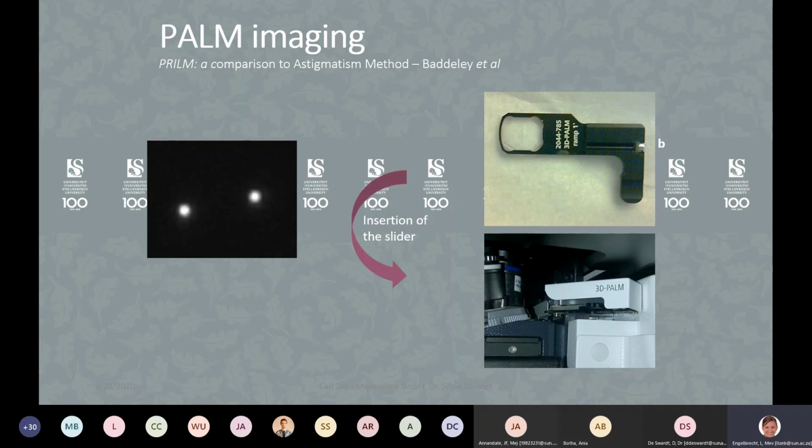So once you put it in, each point spread function, this is two. These are two different fluorophores. When you put the phase ramp in, they split each one in two parts. They are actually at a 45-degree angle because our phase ramp is 45 degrees.